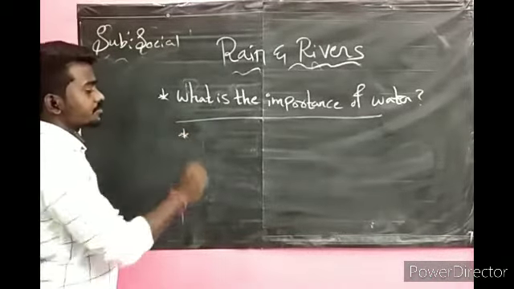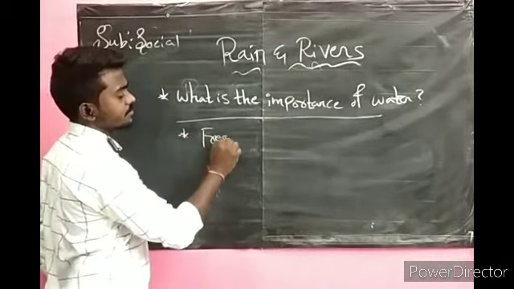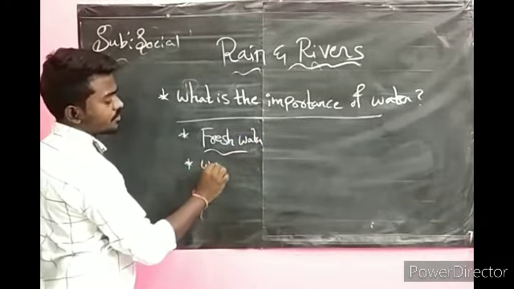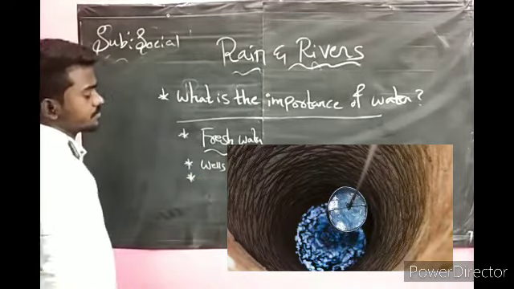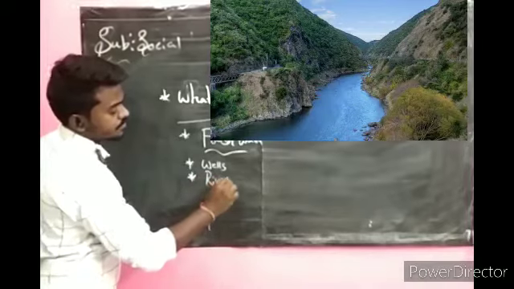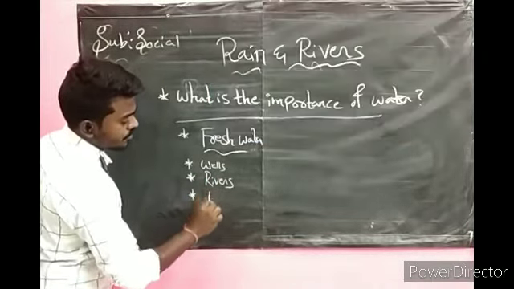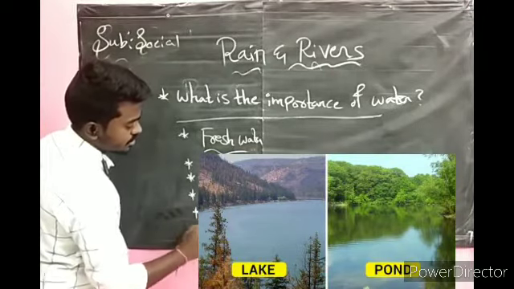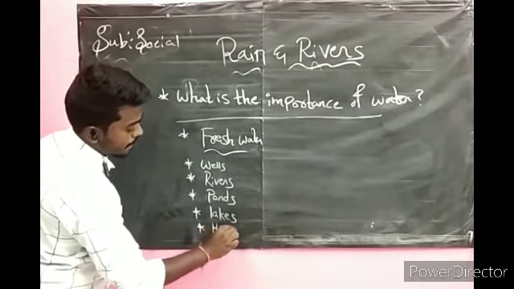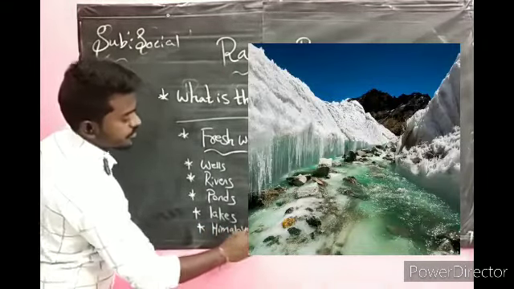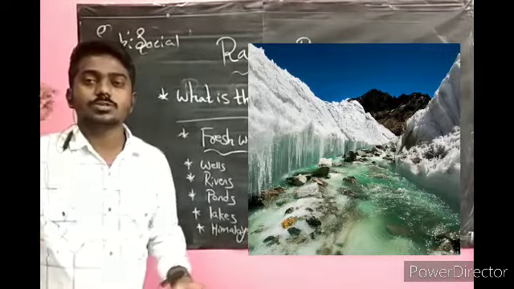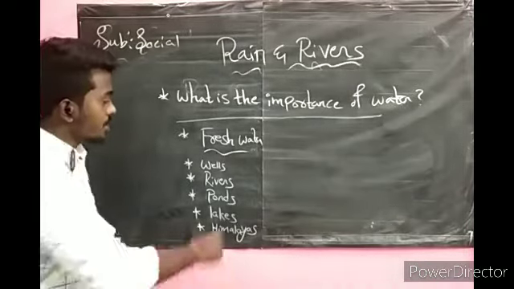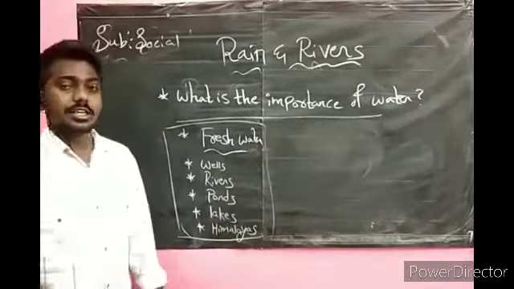Coming to the topic, we can get fresh water. We can get the fresh water from where? From wells, from rivers, from ponds, lakes, and from the Himalayas also. From the Himalayas flowing down, we have rivers like Ganga, Brahmaputra and Indus. From these we can get fresh water.